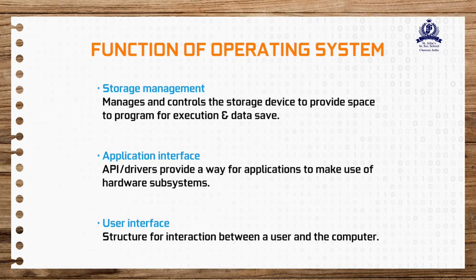And the next one is the application interface. API means application programming interface. It provides a way for applications to make use of hardware subsystems. Suppose you are using an application, for example Microsoft Excel. At this time, it provides a way for Microsoft Excel to use the hardware subsystems. So it provides a way to use that particular application in your system. That is the functionality of the operating system.